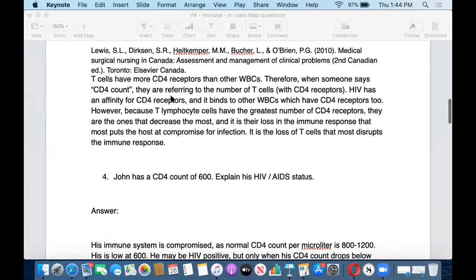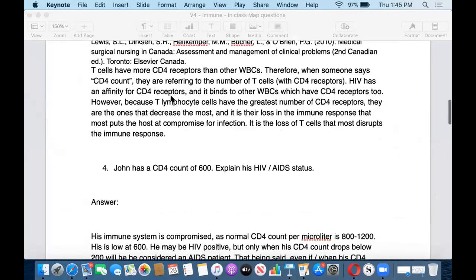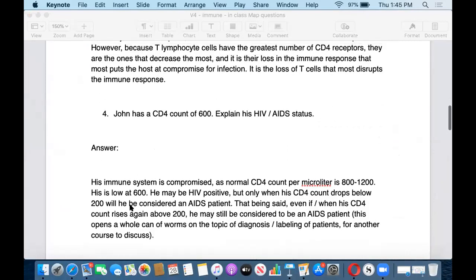Okay, question number 4 is, John has a CD4 count of 600. Explain his HIV/AIDS status. In essence, what this paragraph is saying here is that when your CD4 count drops below 200, you're considered to be of AIDS status, and I guess the reason for that is your T cell count is so low that you're susceptible to opportunistic infections and acquired immunodeficiency syndrome, which is what AIDS stands for.